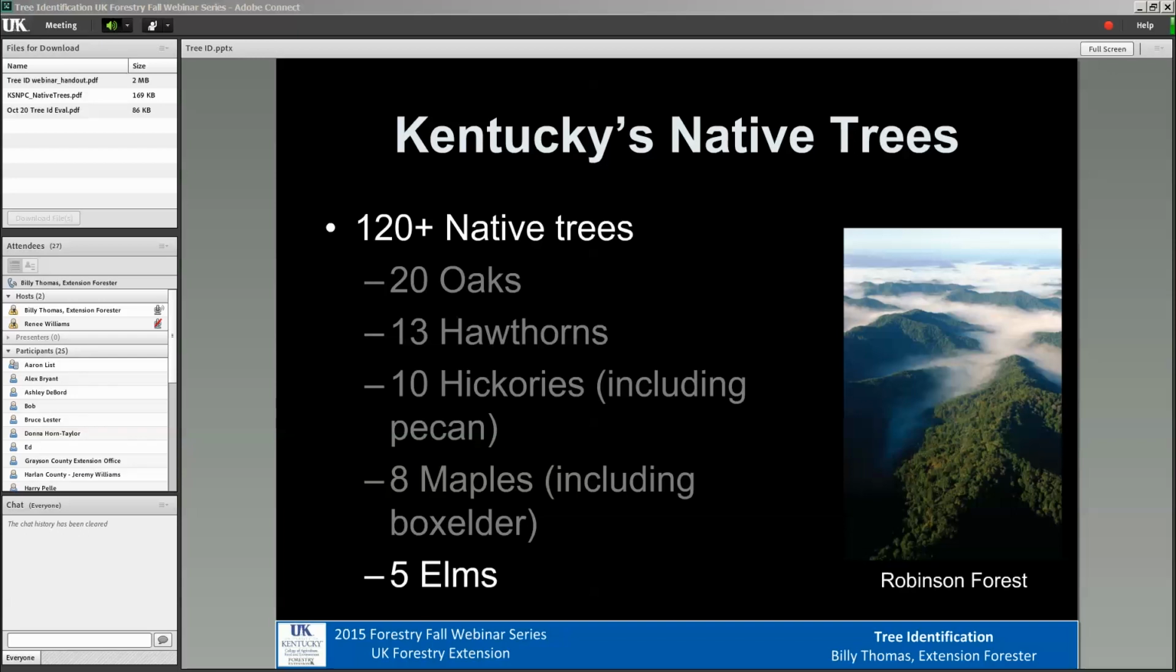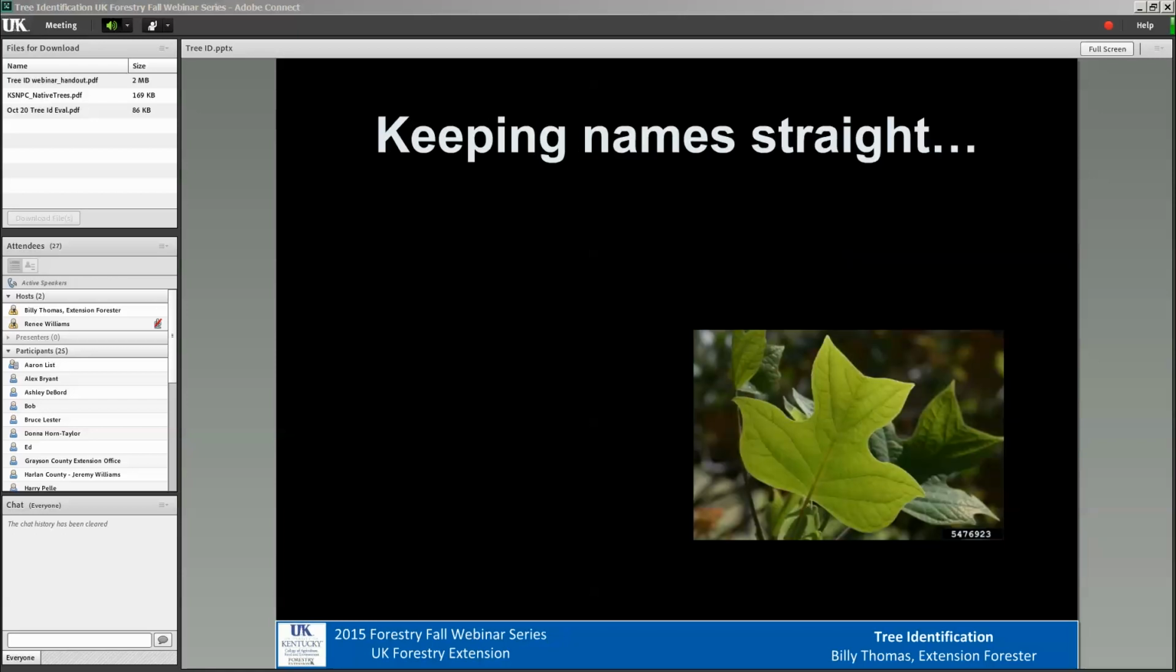We also have 5 different species of elms. So just right there on the screen, you've got over 50 species there of different trees that are similar, but certainly they are unique. And we'll talk about what separates one tree from another here in a moment. Before we get into that, let's talk about names.